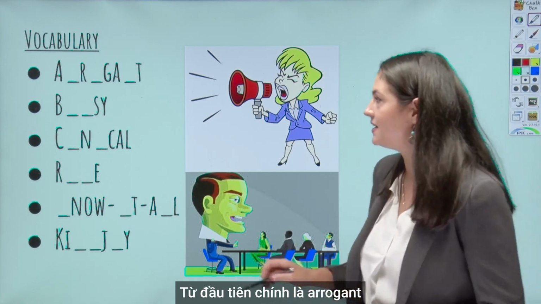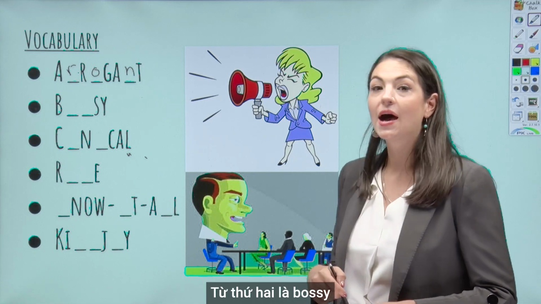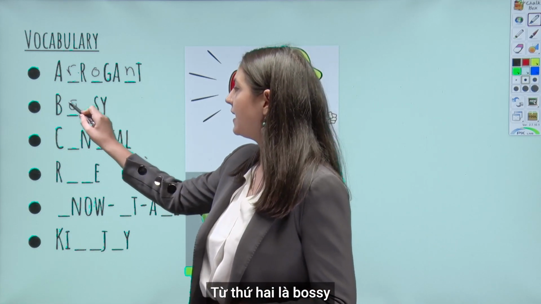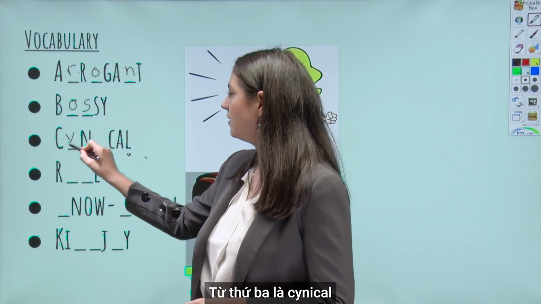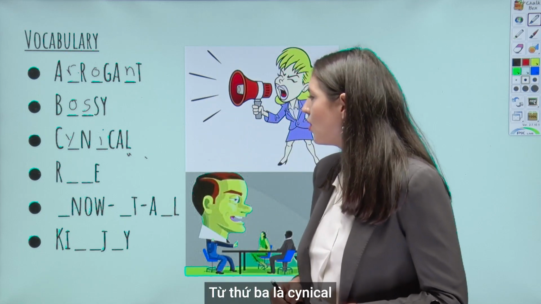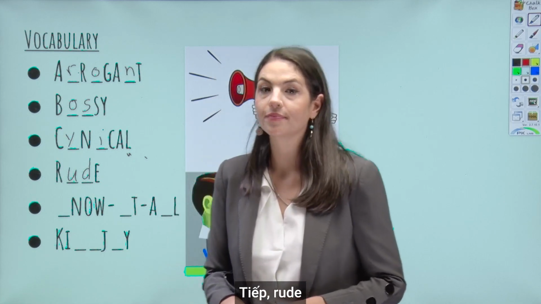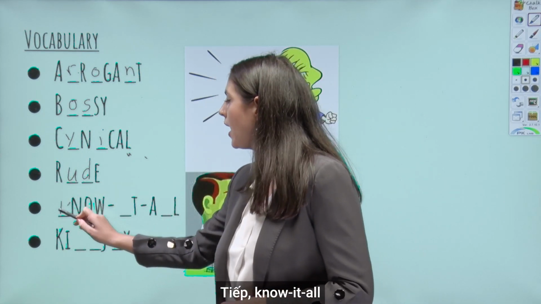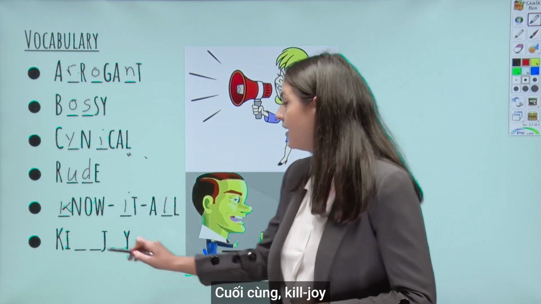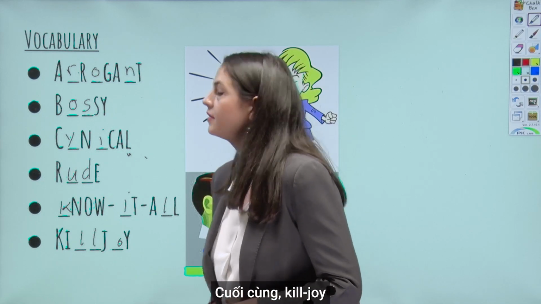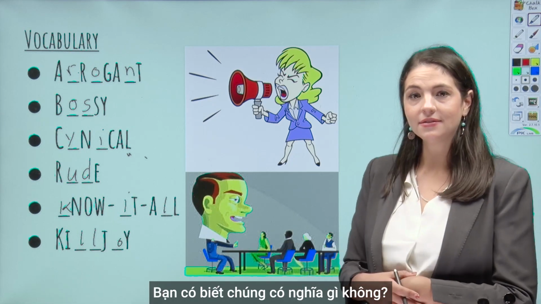Okay, our first word is arrogant. Our second word is bossy. Next we have cynical. Then rude. Next, know it all. And finally, killjoy. Have you heard any of these negative adjectives before? And do you know what they mean?